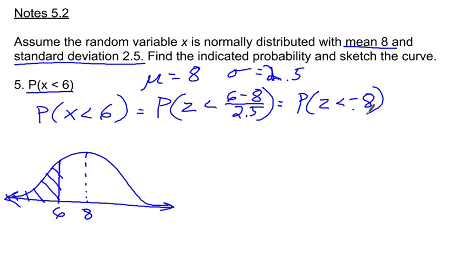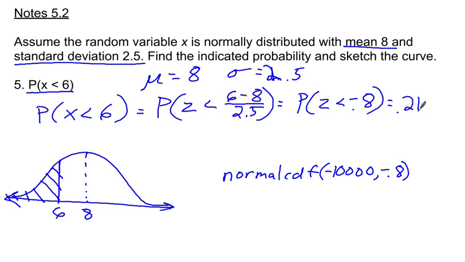So on the calculator, we do normal CDF, and since we're less than negative 0.8, we want negative 10,000, comma, negative 0.8. And this gives us a probability of 0.2119.